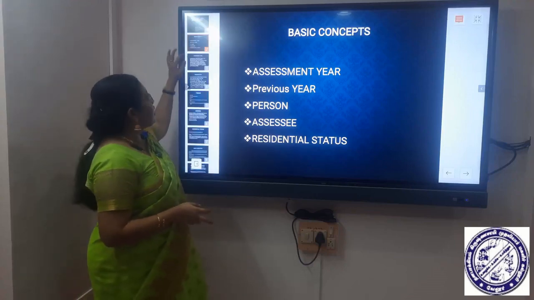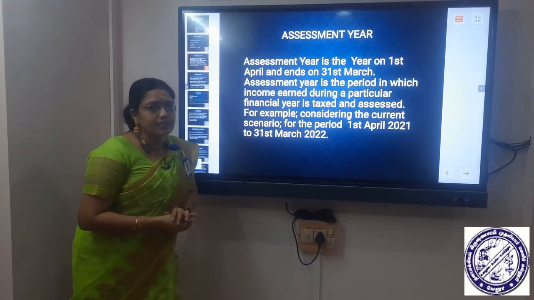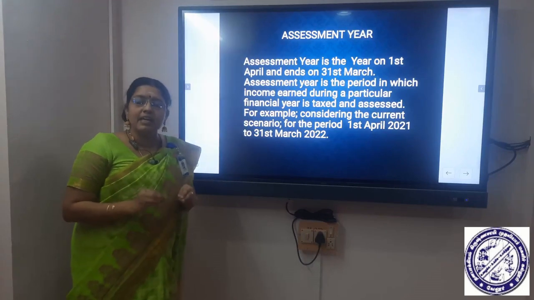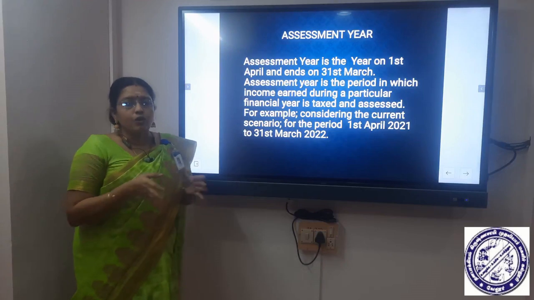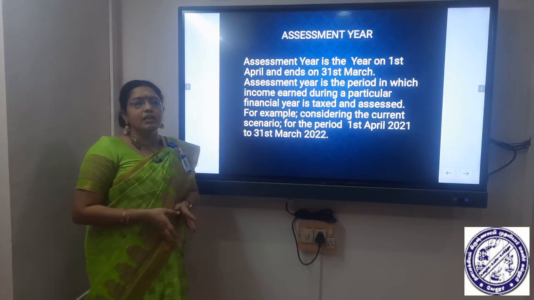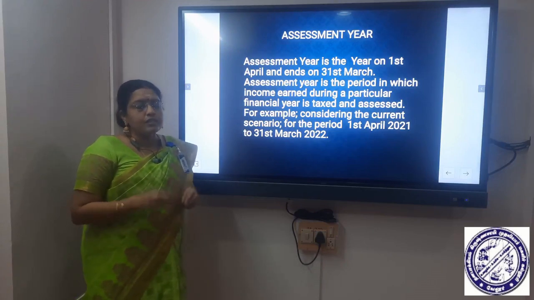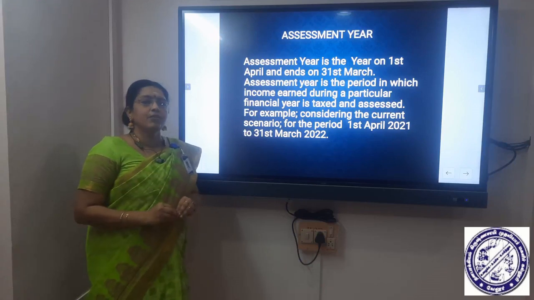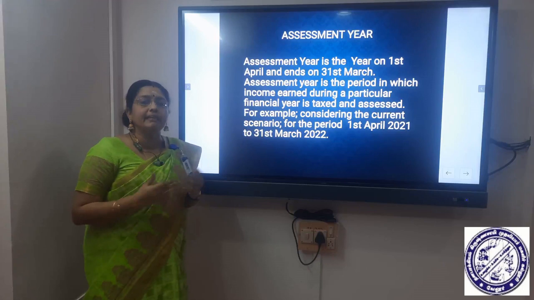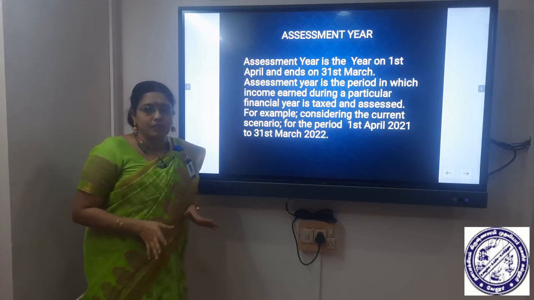So first we see what is assessment year. Assessment year is a year that starts from 1st April and ends on 31st March of the next year. For example, the current assessment year is 21 to 22. It starts from 1st April and ends on 31st March. In that assessment year only, the person will pay the tax. So only the tax-paying year is called assessment year.